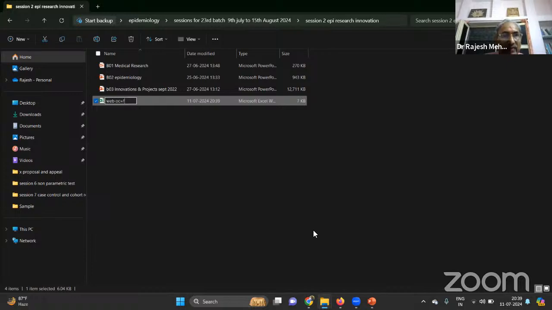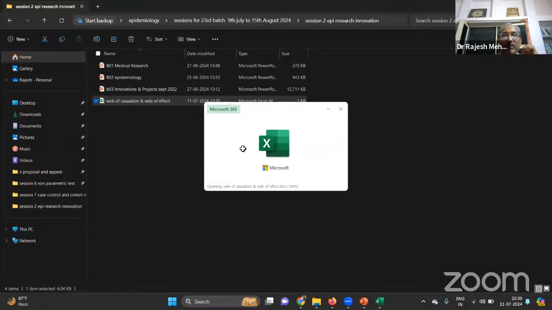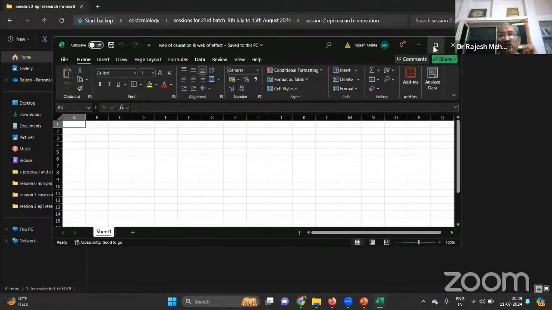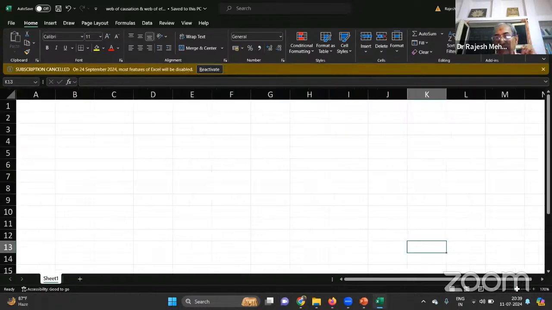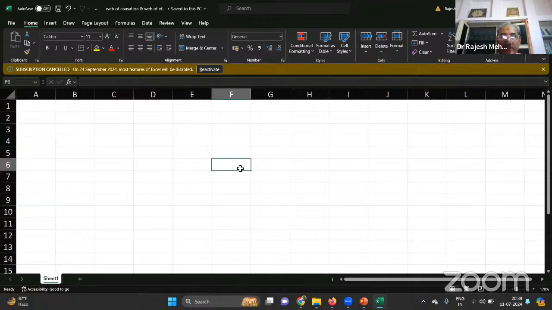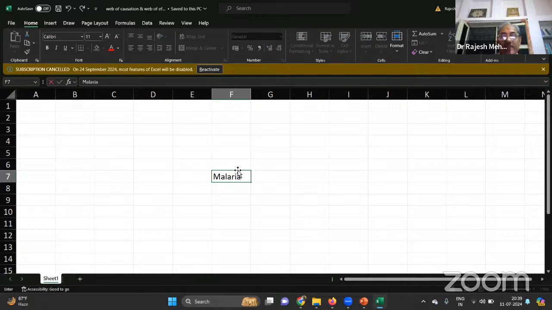Web of causation and web of effect. You need to do it five times, ask five times, and I'm sure at the top almost you will get the same thing. Let me make it a bit wider. Suppose I keep one disease condition in the center. Let it be a simple disease like malaria.